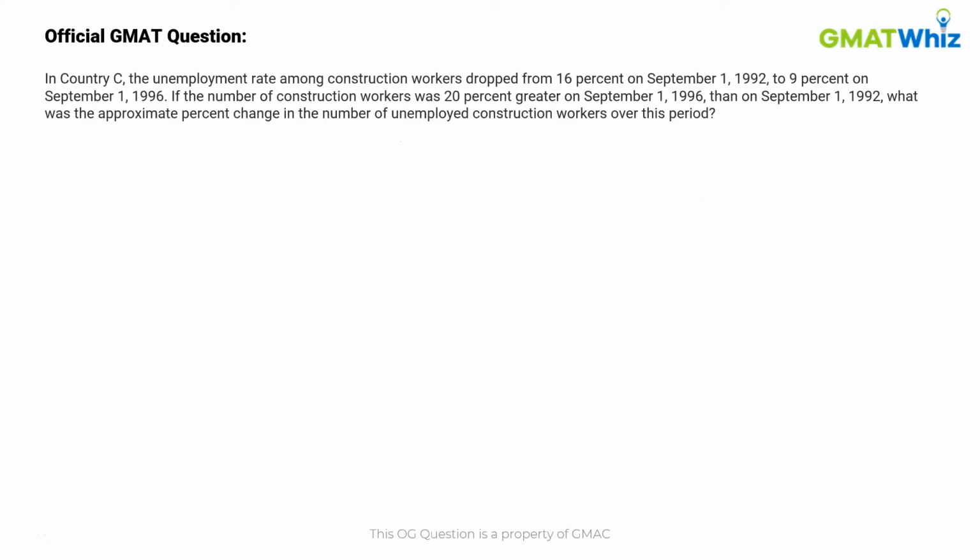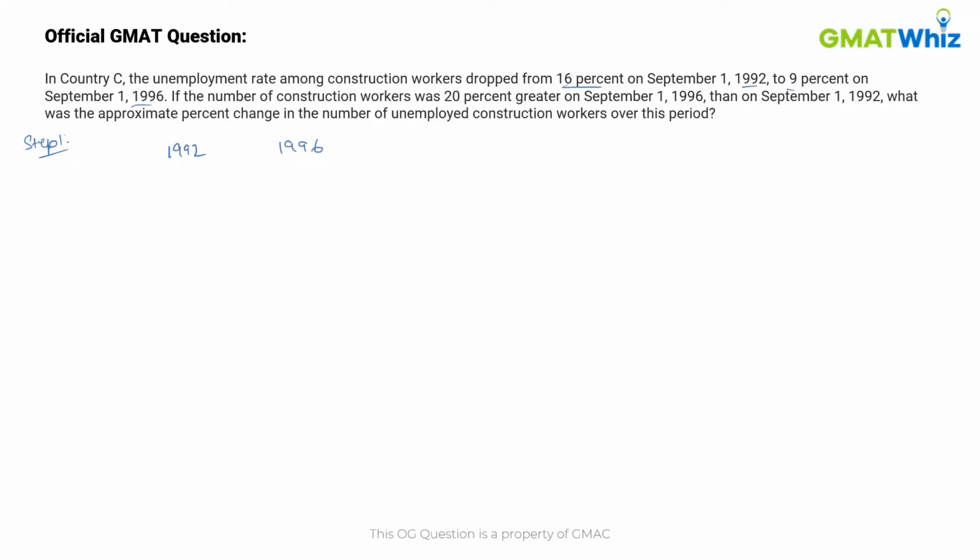In this question, we are given that the unemployment rate among construction workers dropped from 16% in September 1992 to 9% in September 1996. Now, let's write down the information first. Putting the data in tabular form is important because it will help in solving the question easily. Create a table with the columns 1992 and 1996.